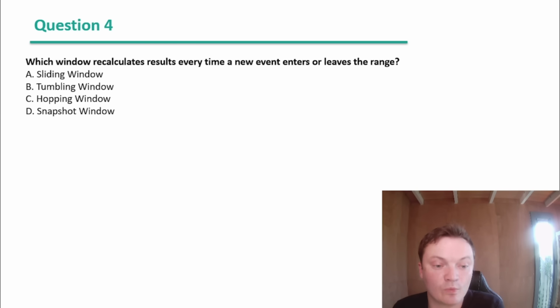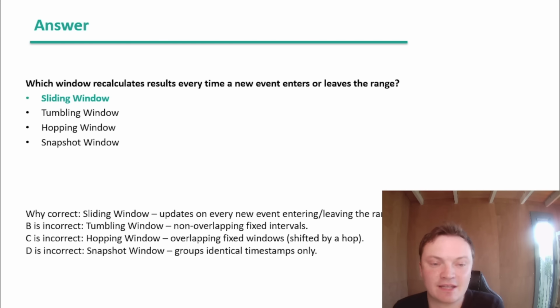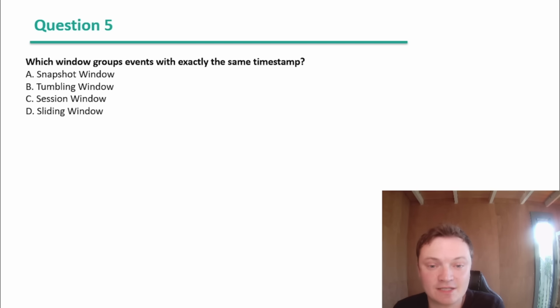Question 4. Which window recalculates results every time a new event enters or leaves the range? A. A sliding window, B. A tumbling window, C. A hopping window, or D. A snapshot window? And the answer to that is a sliding window, as it updates on every new event entering or leaving the range.